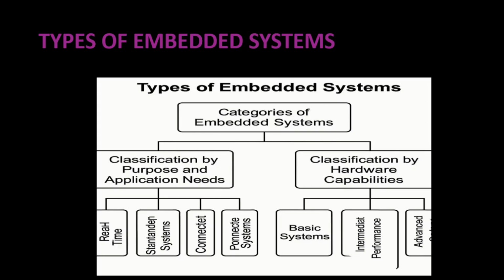The classification by hardware capabilities is divided into three types: basic systems, intermediate performance, and advanced performance. They can also be known as small scale, medium scale, and sophisticated scale. These categories are primarily differentiated by the performance and complexity of the microcontrollers or processors they employ.